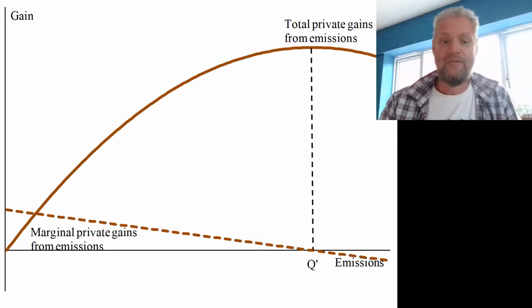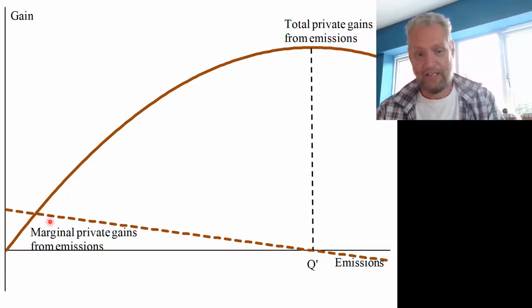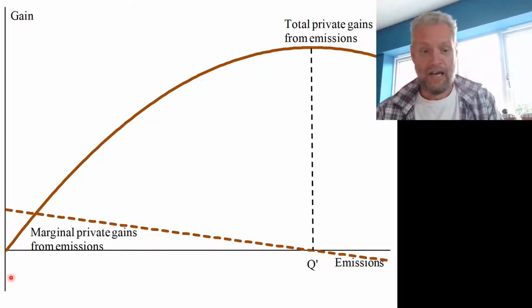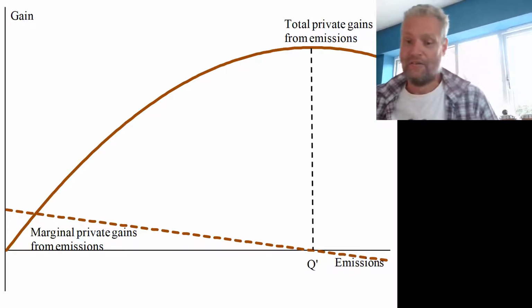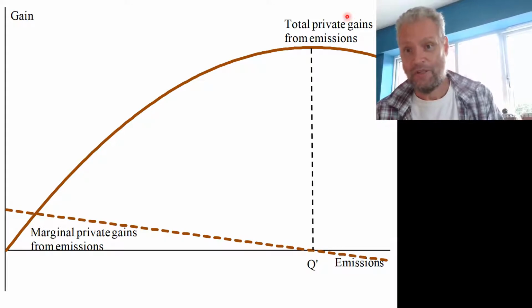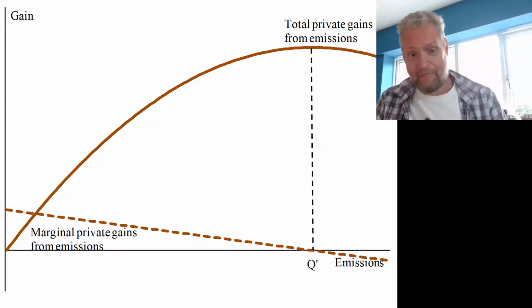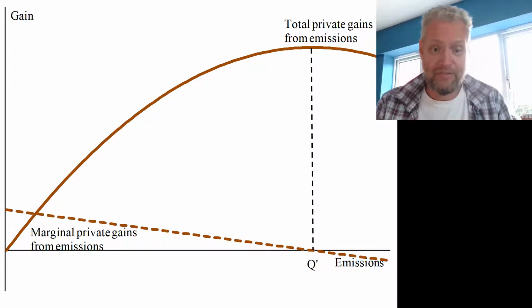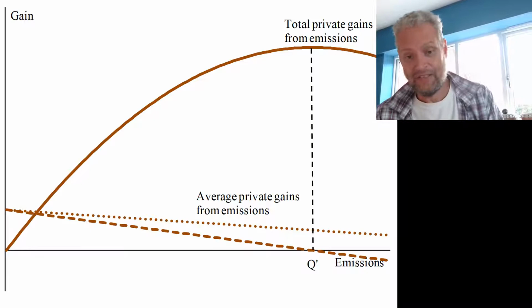What matters in the long run is not what happens at the margin, but what happens on average. So we've seen the brown dotted line before, the marginal private gains from emissions, and they correspond to the solid brown line that are the total private gains from emissions. And lo and behold, the point where your total private gains are optimal is the same point where your marginal gains are zero. Now this is the marginal private gain curve. The corresponding average private gain curve looks like the dotted line that you see here.